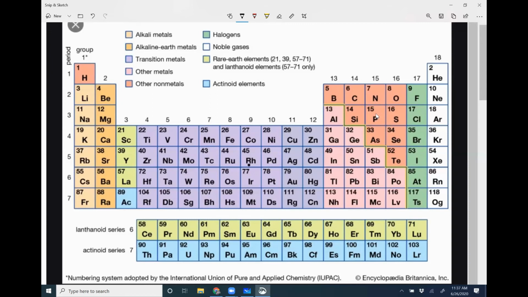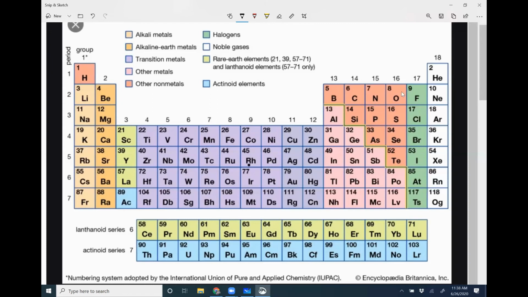Then you have the nitrogen group. Nitrogen and phosphorus and arsenic are very similar in their properties, with arsenic behaving in some metalloid types of ways. Then you have antimony and bismuth. If you've ever taken Pepto-Bismol, there's bismuth right there.